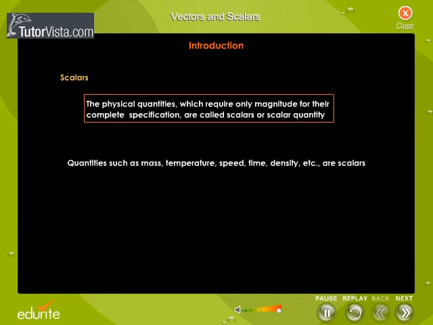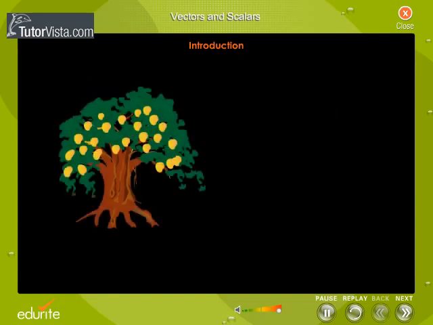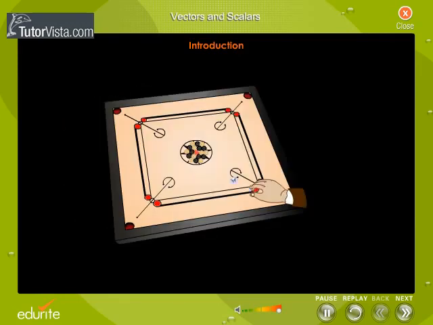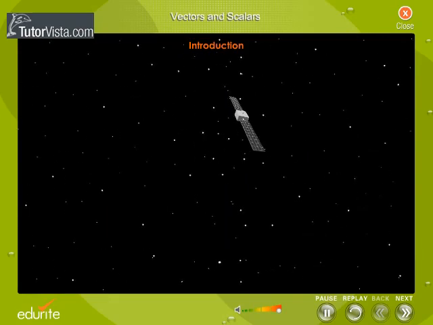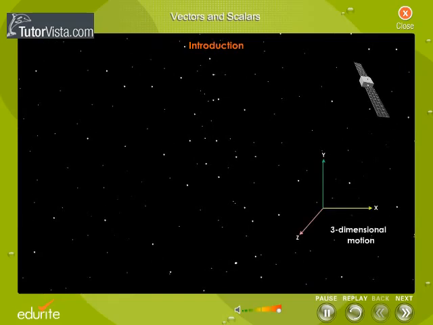Quantities such as mass, temperature, speed, time, density, etc. are scalars. Consider a freely falling body under the action of gravity. Here the motion of the body is one-dimensional and hence the distance travelled in a given time is a scalar. The motion of the coins on a carom board is two-dimensional. Similarly, when a spacecraft moves in space, the motion will be three-dimensional.